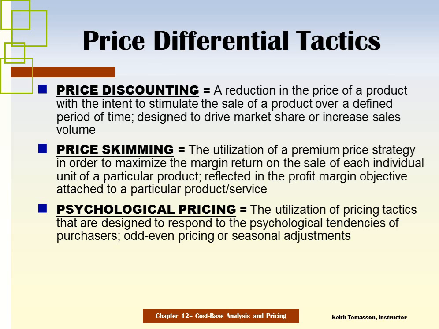Sometimes we'll use seasonal adjustments, i.e. at the beginning of the spring, for instance, a lot of lawn and garden products have higher prices on them, and of course they are reduced towards the end of the season to meet consumer expectations. So various retailers will use different psychological pricing tactics in determining the price of a good or service.